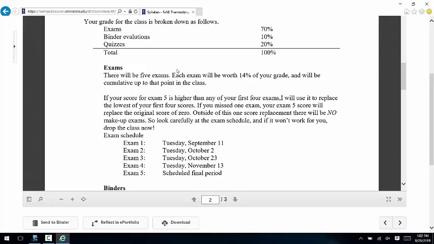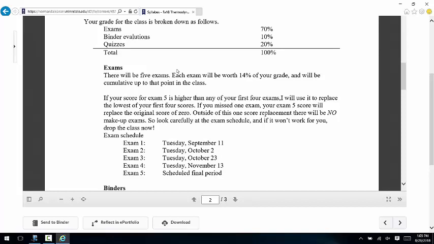But this policy is also really my only way of doing makeup exams. So if you need to miss an exam for something important, come talk to me. Maybe we can work something out. But the idea is if you miss an exam, then I don't give a makeup at that time. It shows up as a zero. It stays a zero all the way until the end of the class. Then you take your exam five, and your exam five score replaces the zero. Okay, that's how it's supposed to work.